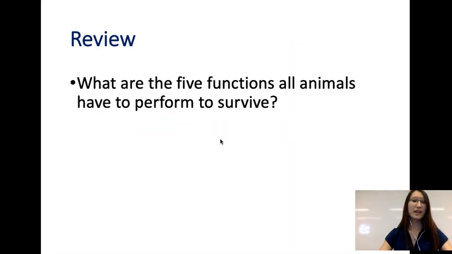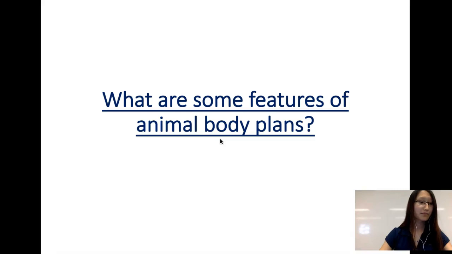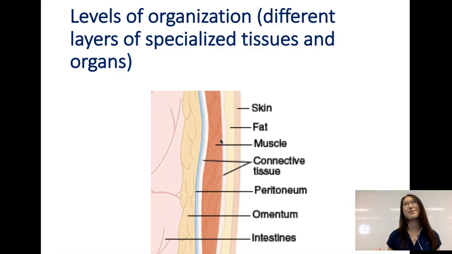The next one is what are some body features of an animal body plan. So when you look at an animal, there are some features of it that we all share. So the first one is levels of organization, right?